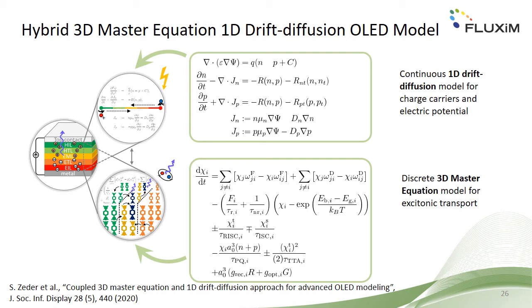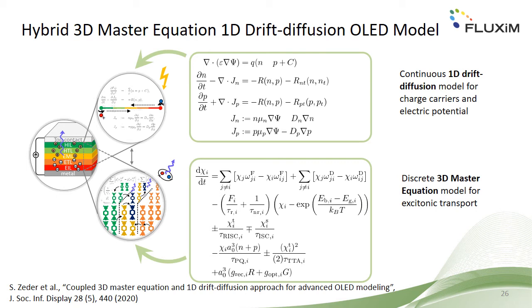The 1D Drift-diffusion model features advanced model ingredients such as trapping, layer polarity, sophisticated mobility models, and charge hopping at interfaces, and even mobile ions that are present in perovskite devices. The excitonic part, however, is solved with a discrete 3D master equation modeling approach.